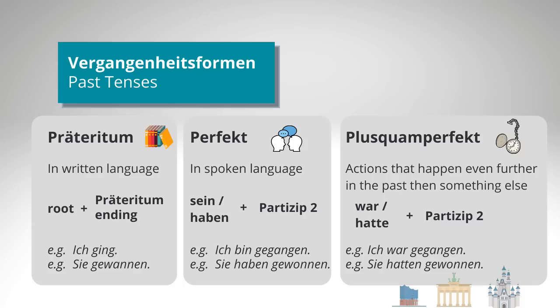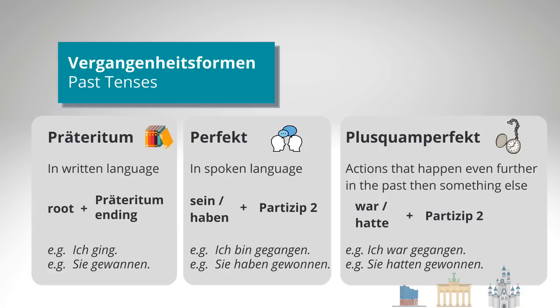So the Plusquamperfect can basically be described as the Präteritum of the perfect. It's basically a mixture of these two tenses. In order to make the difference clearer, let's have a look at some example sentences. For example, I went, in German would be ich ging, Präteritum. Ich ging, the corresponding perfect form would be ich bin gegangen. Ich bin gegangen. I have gone.